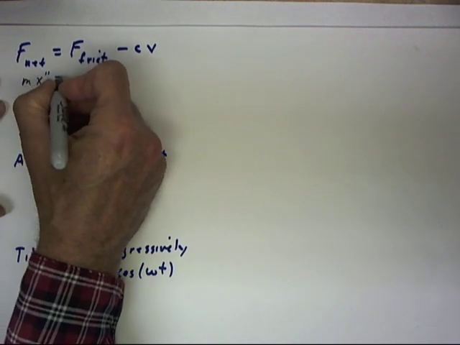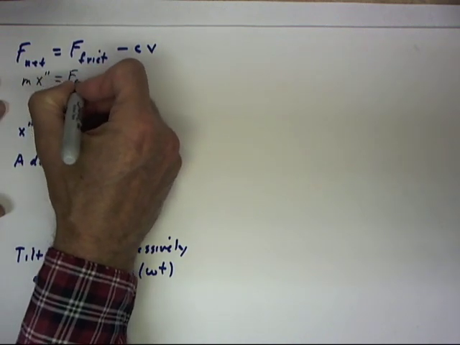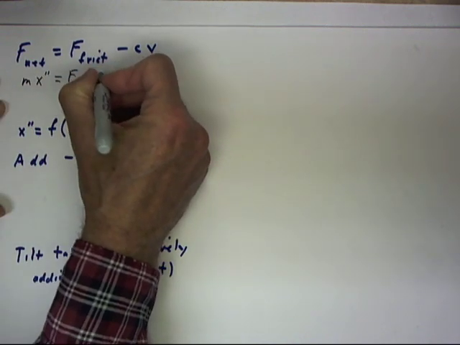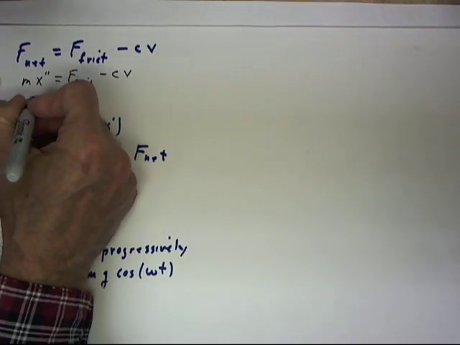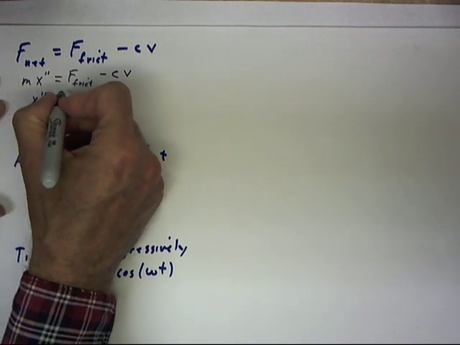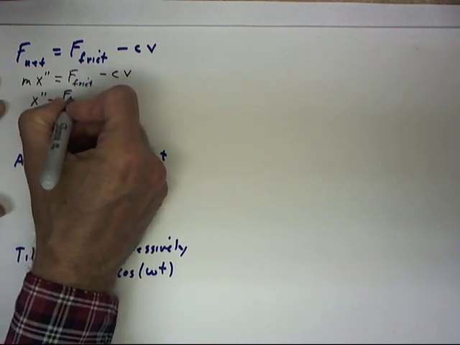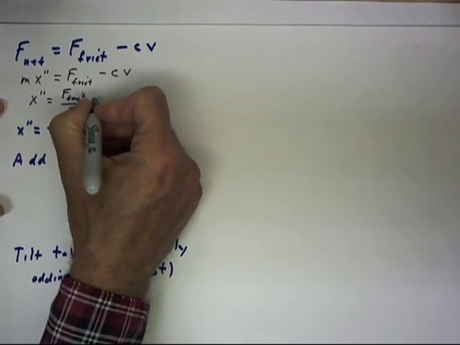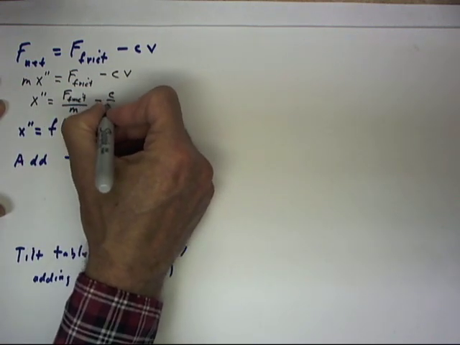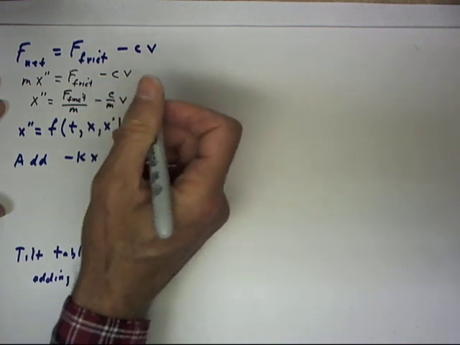mx double prime equals force of friction minus CV, and then as x double prime equals force of friction over m minus c over m times v.